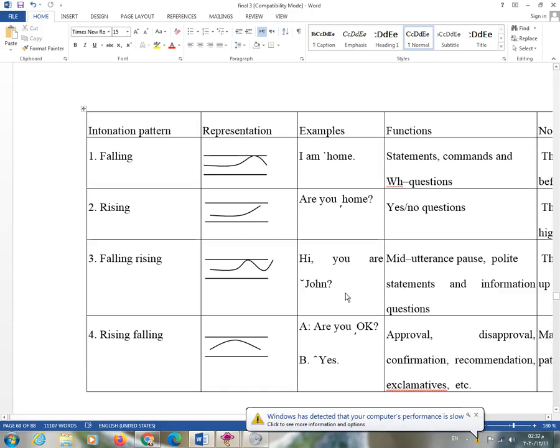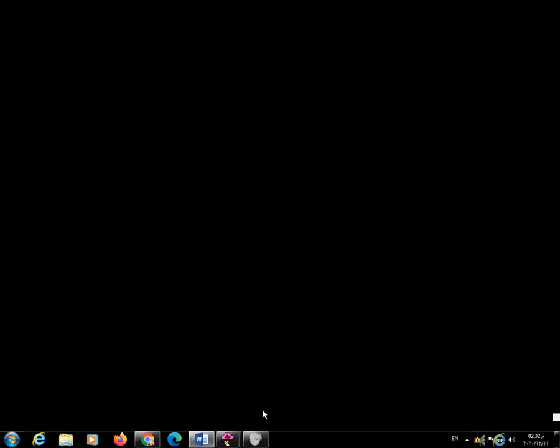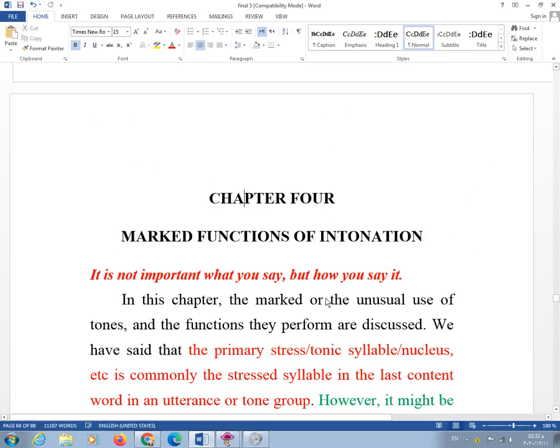Rising, we use it to mark mid-utterance pause, polite statements, information questions, reservations, and so on. And number 4, rising-falling, we said that this is a tone that's used to express strong emotions, such as approval, disapproval, confirmation, recommendation, exclamatives, etc. The funky tones. Let me talk about the unusual or extraordinary or the marked functions of these tones.